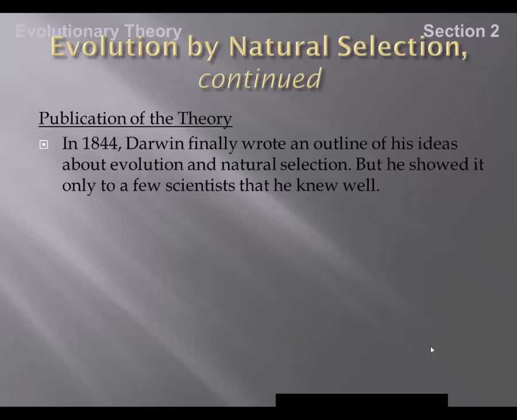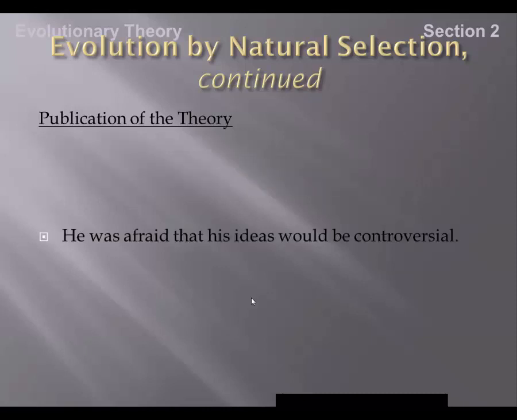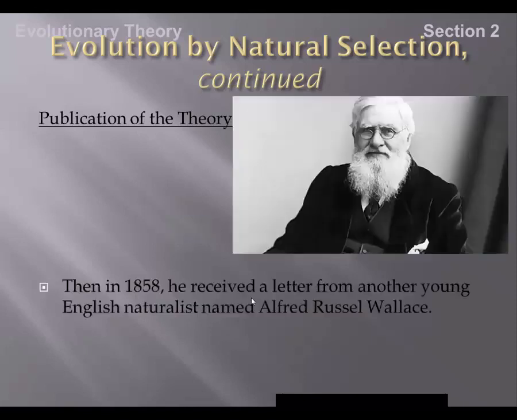Darwin eventually publicized his theory. In 1844, he finally wrote an outline for his ideas. At that time, he only showed it to a few scientists. He was afraid that his ideas would be controversial. In 1858, he received a letter from another scientist and naturalist named Alfred Russel Wallace.